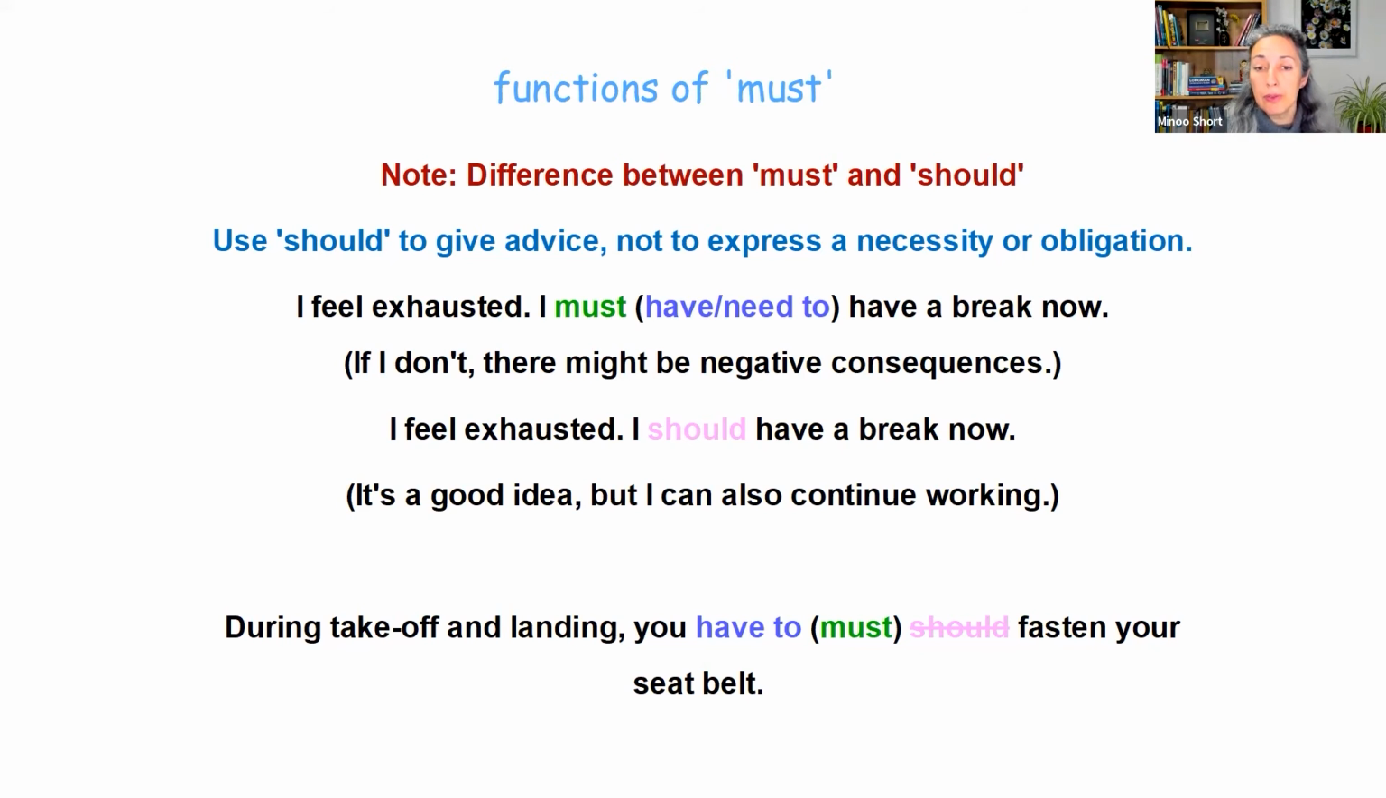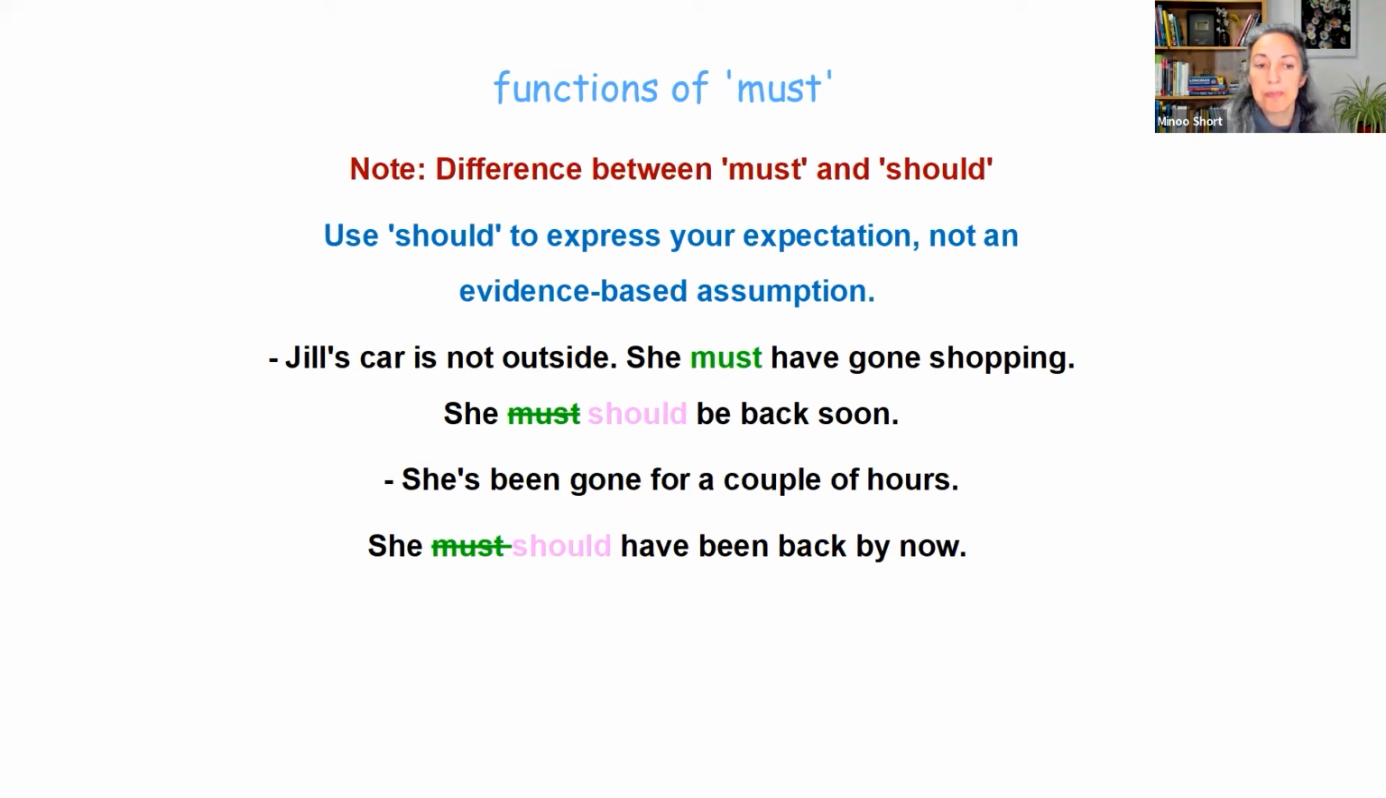It's also different for the second use of must. We saw that must is for evidence-based assumption. So you have a piece of evidence that tells you this must be true or not true. Should expresses your expectation. It's not based on a piece of evidence. So, for example, we had the example, Jill's car is not outside. She must have gone shopping. That is an assumption. But if you think, okay, now she's been out for 2 hours, she should be back soon. That's what you expect to happen.